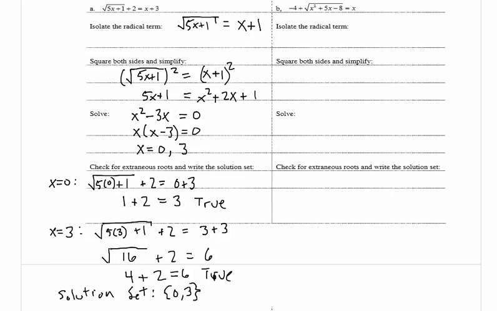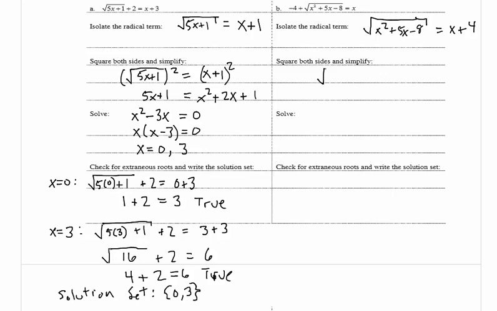For b, we have negative 4 plus the square root of x squared plus 5x minus 8 is equal to x. And they want us to isolate the radical term. So we're going to do this by adding 4 to both sides. So we have the square root of x squared plus 5x minus 8 is equal to x plus 4. And now they want us to square both sides.